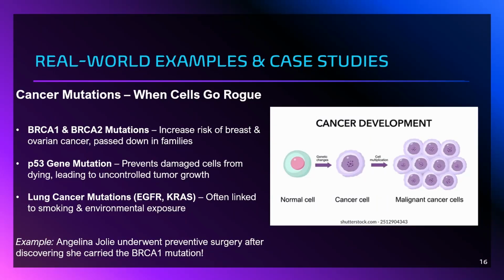Real-world examples and case studies. Cancer mutations, when cells go rogue. The first example we have is the BRCA1 and BRCA2 mutations. They increase the risk of breast and ovarian cancer and are passed down genetically in families. Next is the p53 gene mutation. It prevents damaged cells from dying, leading to uncontrolled tumor growth. Next up is lung cancer mutations, or EGFR, KRAS. They are often linked to smoking and environmental exposure. A real-world example of this is how Angelina Jolie underwent preventative surgery after discovering she carried the BRCA1 mutation.